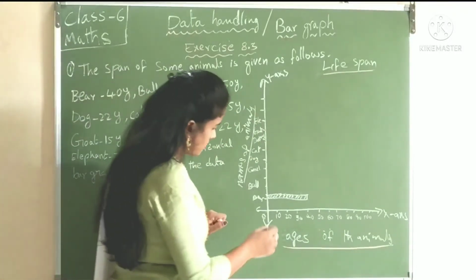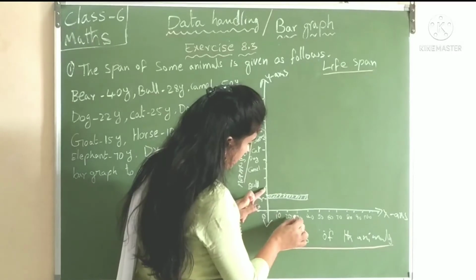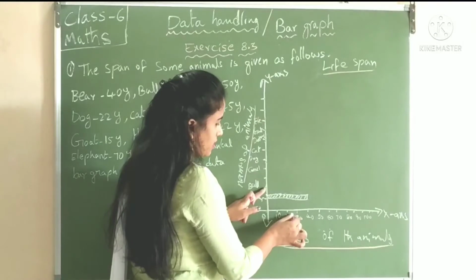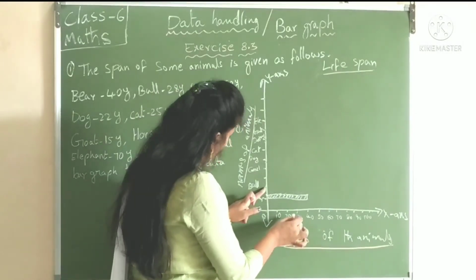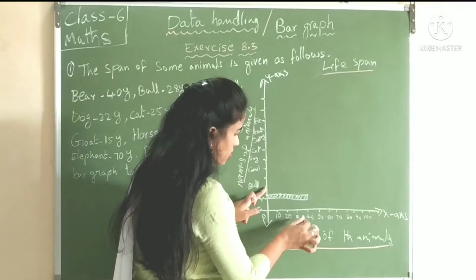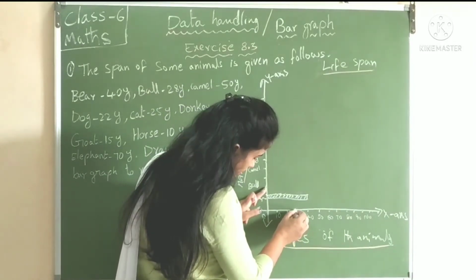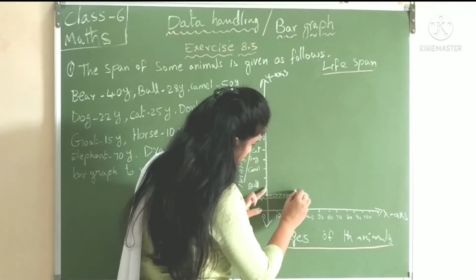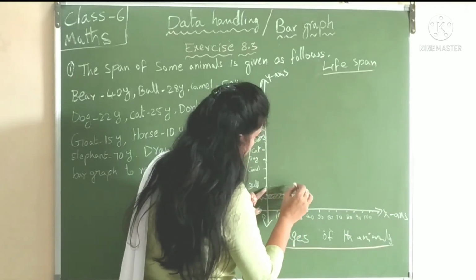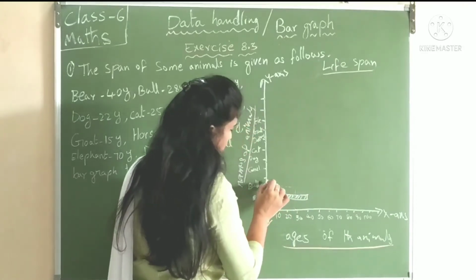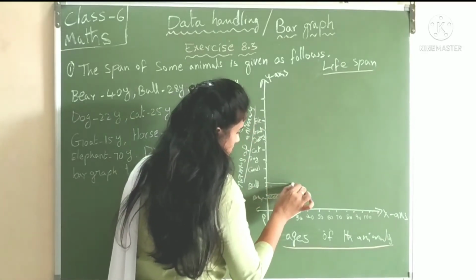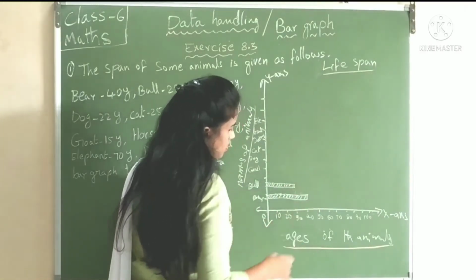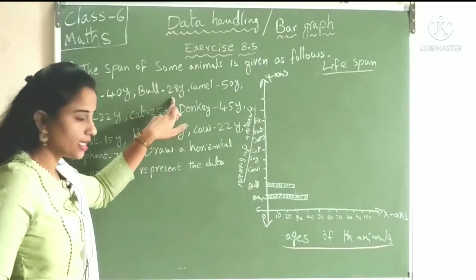And bull has how many years? 28 years. Where is 20? Between 20 and 30 there are the numbers 21 to 29. So 28 will be in between 20 and 30, here, near 29. So bull, take 1 inch. Bull's age is 28 years.